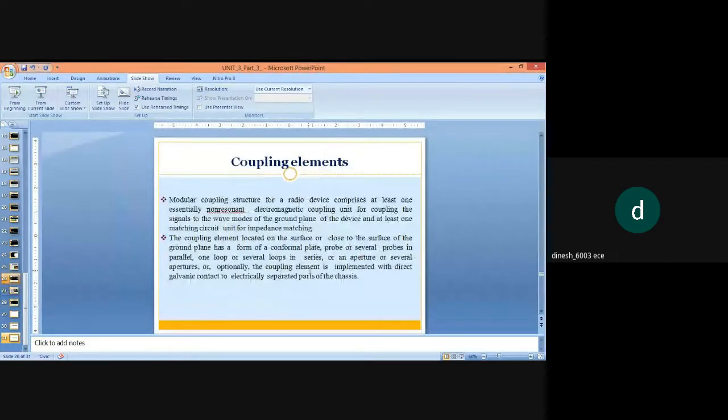So the modular coupling structure for a radio device comprises at least an essentially non-resonant electromagnetic coupling unit, which is used for coupling the signals to the wave modes of the ground plane of the device, and at least one matching circuit, which is used for impedance matching. The coupling element located on or close to the surface of the ground plane will have a conformal plate, a probe or several probes in parallel, one loop or several loops in series, or an aperture or several apertures. Optionally, the coupling element is implemented with direct galvanic contact to provide electrically separated parts of the chassis. So this is about the coupling elements.